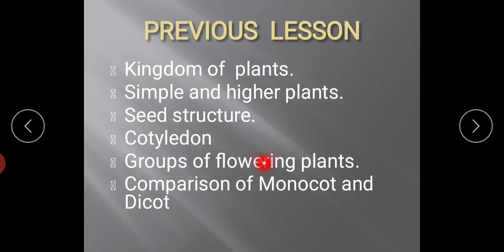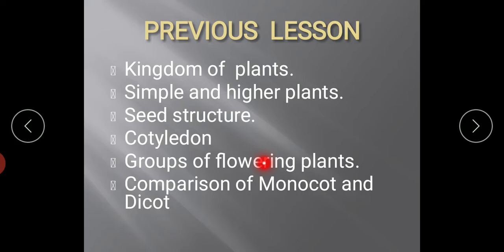Number one is monocotyledon or shortly monocot. Number two, dicotyledon or shortly dicot. Mono means one, cotyledon means seed leaf. So monocotyledon has one seed leaf. Di means two, cotyledon means seed leaf. So dicotyledon has two seed leaves.